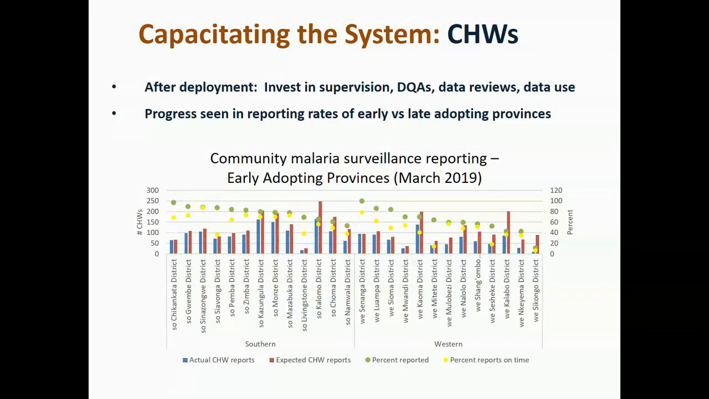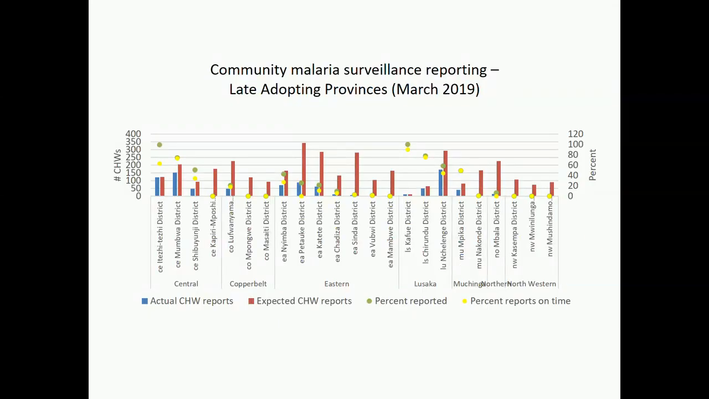So there are some provinces that started this much earlier than others. Case in point is Southern Province and Western Province. We have seen that over the years there's been some improvement with regards to the actual reports that we are receiving versus the expected reports from community health workers. It is still work in progress to ensure that we get 100% reporting rates. We've also seen a similar trend with provinces that have been brought on board with this intervention. Some of them have already started reporting 100% at community level, but there's still additional support that needs to be put in place to ensure that we meet our required targets of reporting from the community.